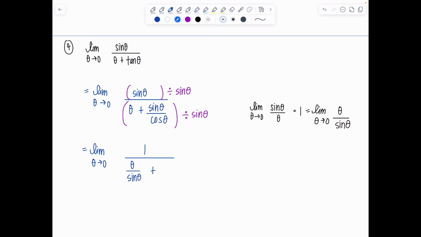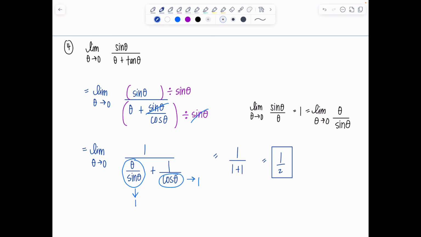Plus, and then look, now this is going to cancel, right? Sine theta divided by sine theta, and I'm just going to have 1 over cosine theta. I think we're in good shape, guys. So theta is going to 0. Theta over sine theta is going to go to 1. Cosine theta is going to go to 1. What am I left with? 1 over 1 plus 1. So a half. Bada bing, bada boom.